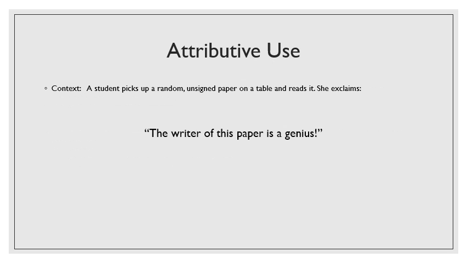Okay, so the first use we'll talk about is the attributive use that Donnellan talks about. For these purposes, I used my own example. A student picks up a random unsigned paper on a table and reads it. She exclaims, "The writer of this paper is a genius." This definite description is attributive because the speaker says this about a person without having anyone in mind. They're just acknowledging that the paper has a writer or a creator, which is obvious, but has no idea who the writer is, and just thinks that the person who wrote the paper is a brilliant person.